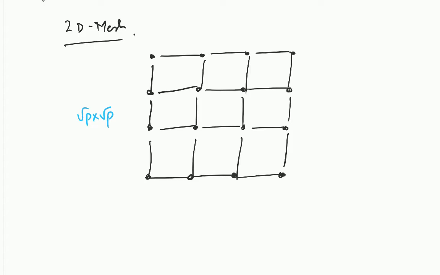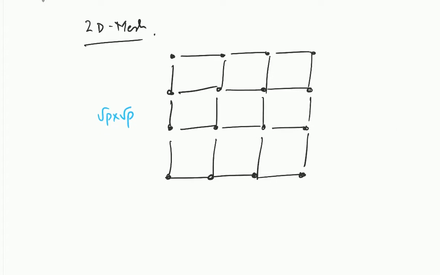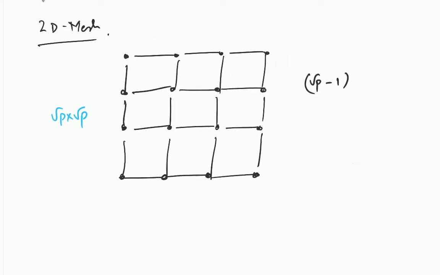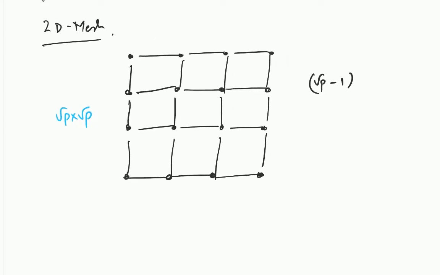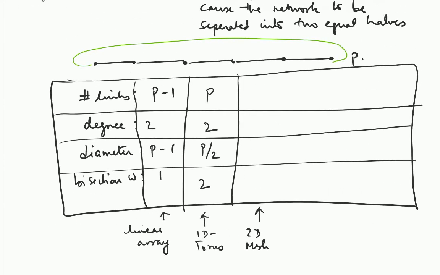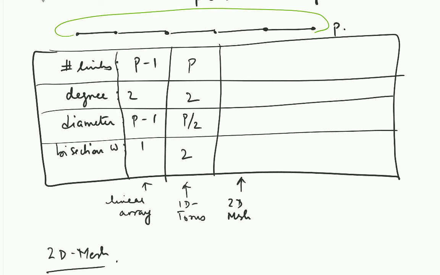Even if we wanted to count exactly, in each row you have root P nodes and exactly root P minus 1 links between them. And how many such rows do you have? You have root P such rows. And this is for rows, and similarly for columns it's exactly symmetric, so it will be 2 times this. I'm going to stick with an approximation, so it's about 2P. That's the important number. It's actually slightly less, but we won't bother about that.